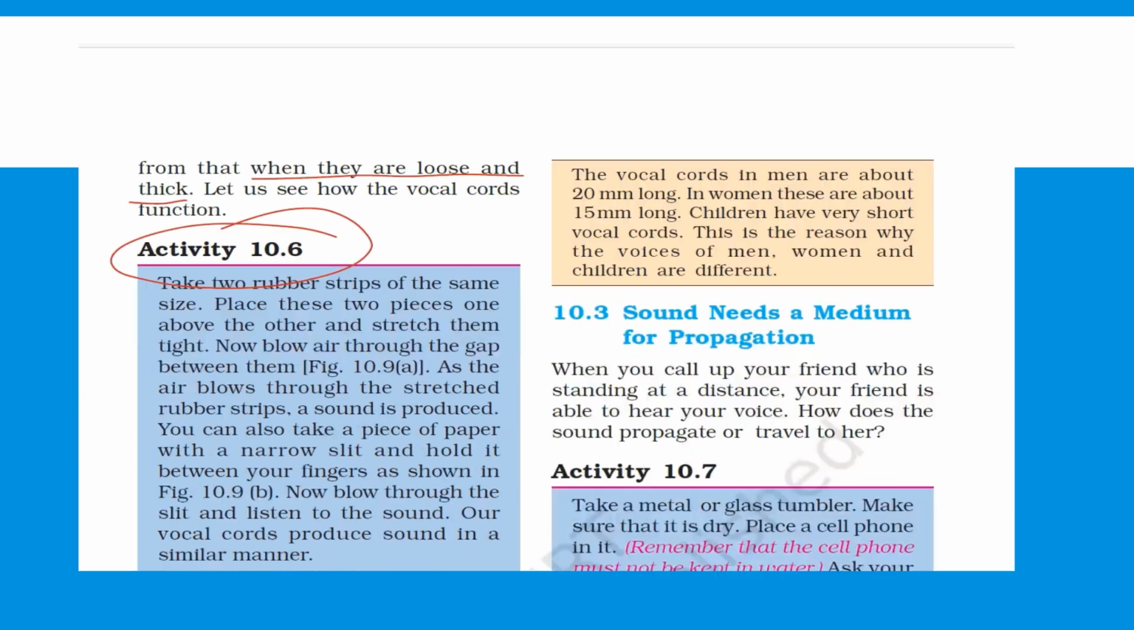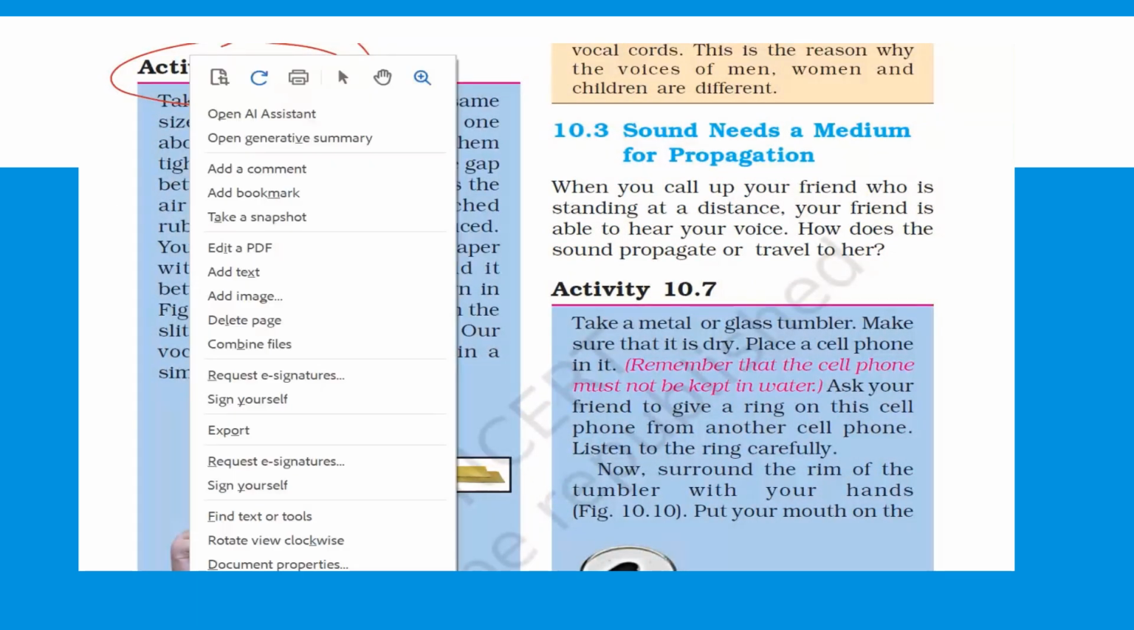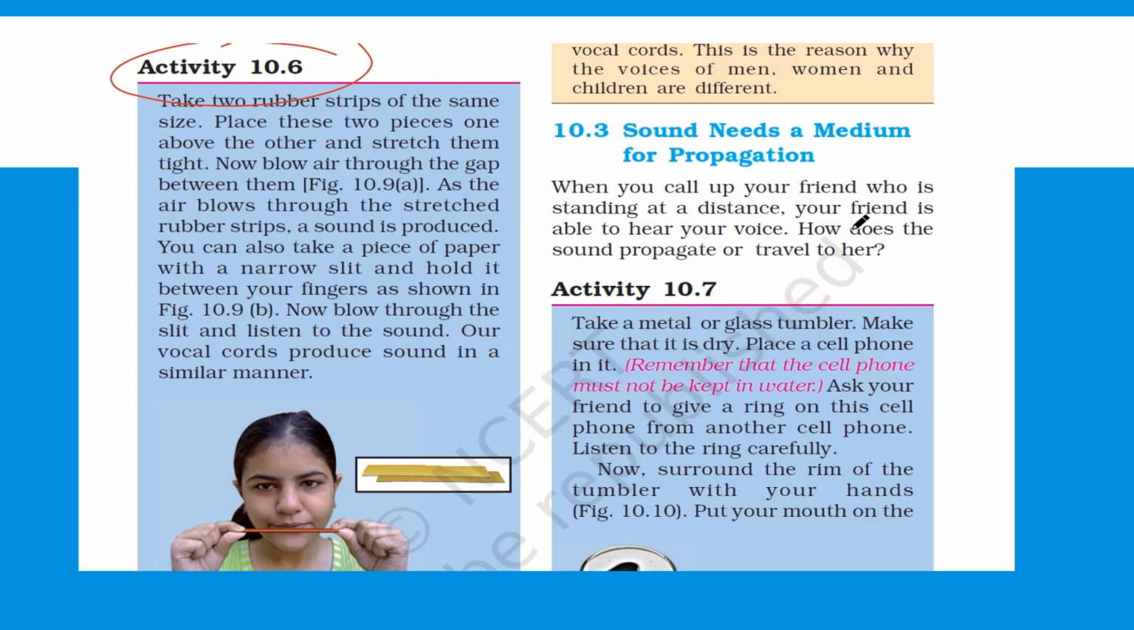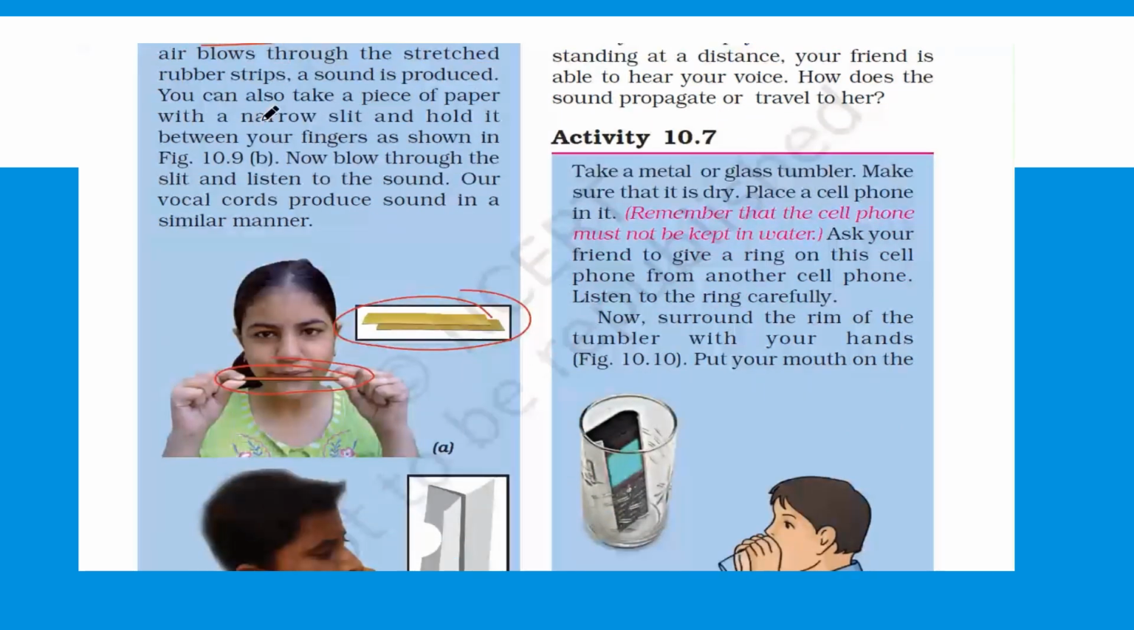Okay, so we will do these experiments with the help of certain rubber strips. Suppose you take two rubber strips placed one above the other and stretch them tight. Now blow air through the gap between them. Sound is produced. Similarly, you can take two strips of paper as well, and keep a very narrow slit in between and hold them between your fingers as shown in this figure 10.9.